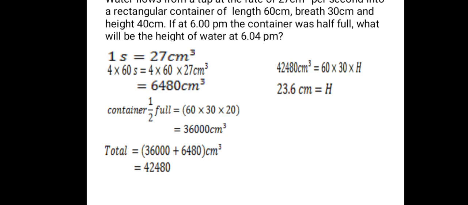We can find the height at 6:04. So we take 42,480 cubic centimeter is equal to 60 times 30 times height, and then we divide 42,480 by 60 and 30, we get that the height is 23.6 centimeter.